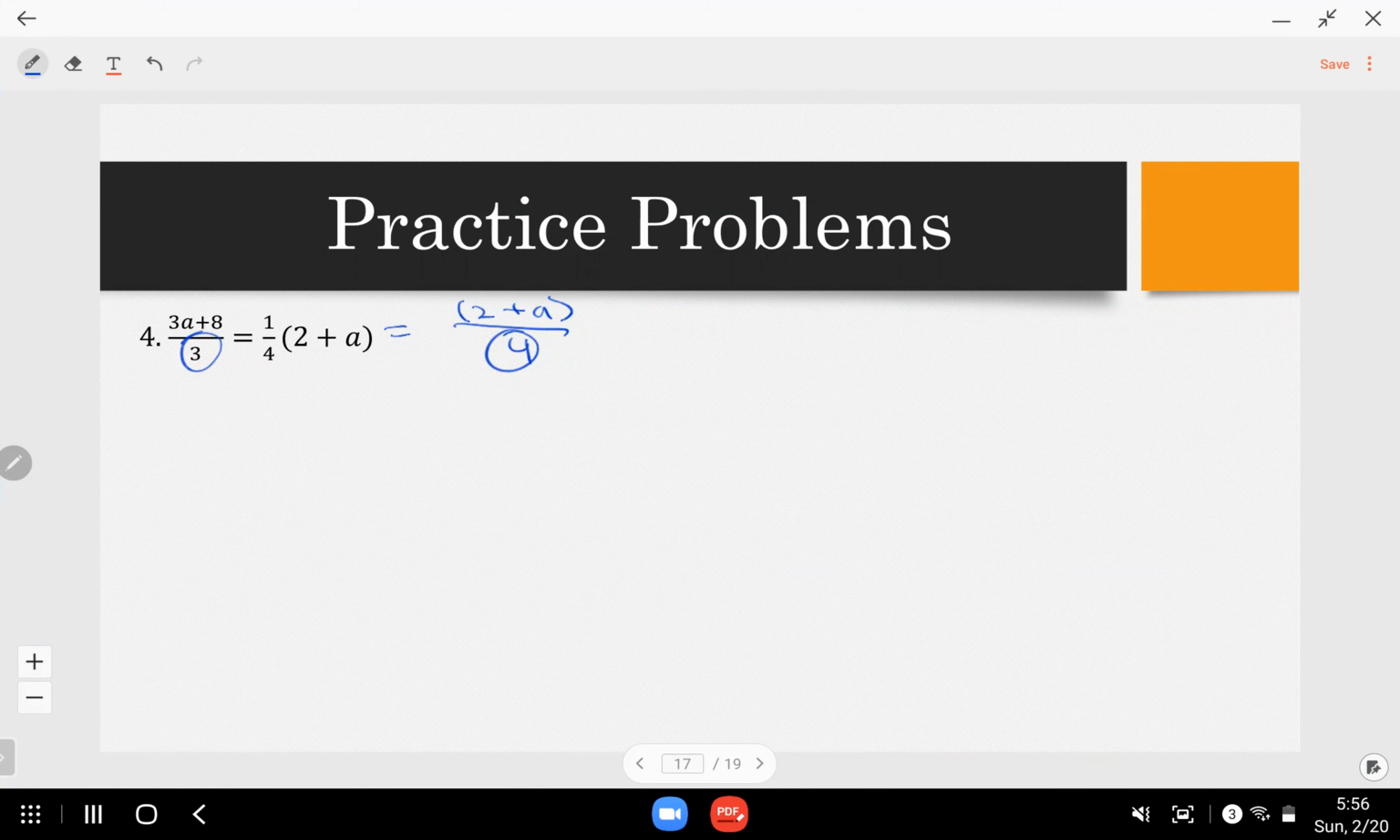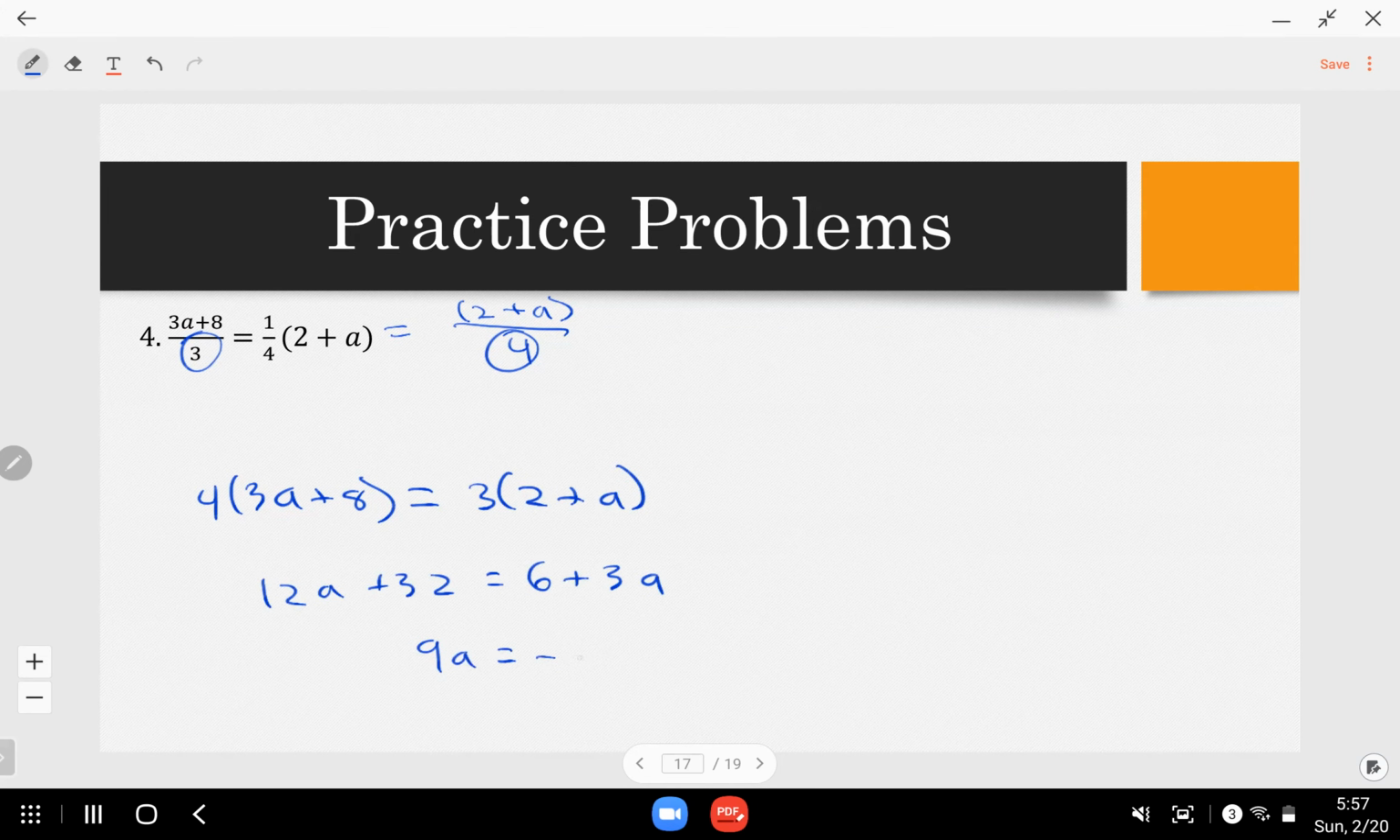And then what do you multiply? Least common multiple. So what is the least common multiple? 12. Great. So everybody multiply by 12. You get 4 times 3a plus 8 is equal to 3 times 2 plus a. Okay, so 12a plus 32 is equal to 6 plus 3a. Oh, 9a is equal to negative 26. A is equal to negative 26 over 9. Great. We're done here.